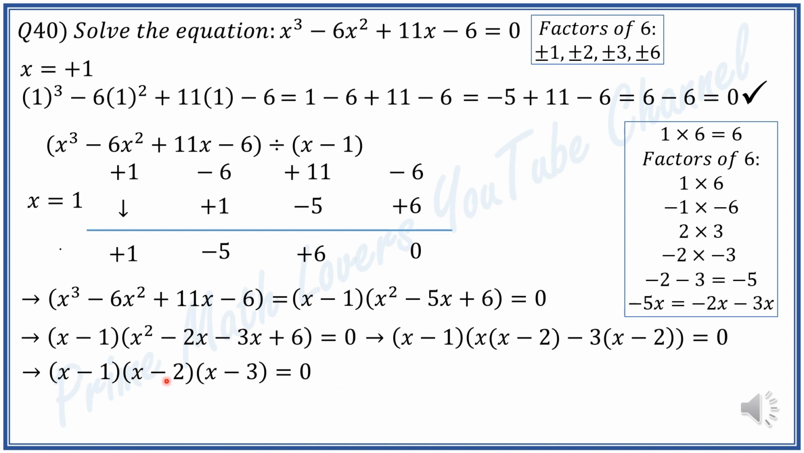When we have three terms multiplied together equal to 0, we can set each of them equal to 0. So x minus 1 equal to 0 means x is equal to 1. x minus 2 equal to 0 means x is 2. And x minus 3 equal to 0 means x is equal to 3. So 1, 2, and 3 are the roots of this cubic equation.